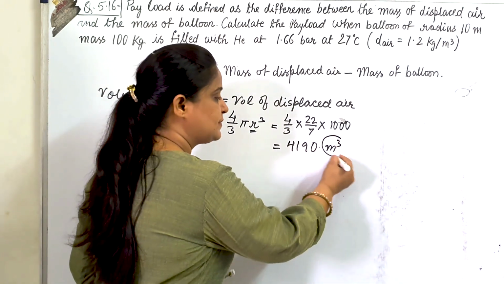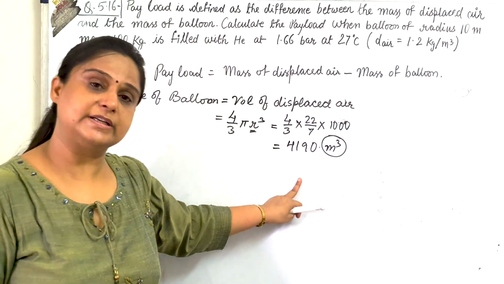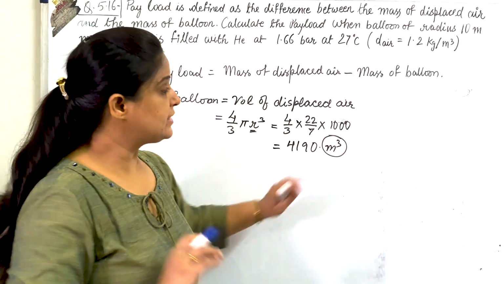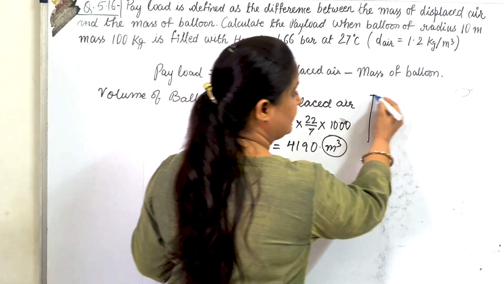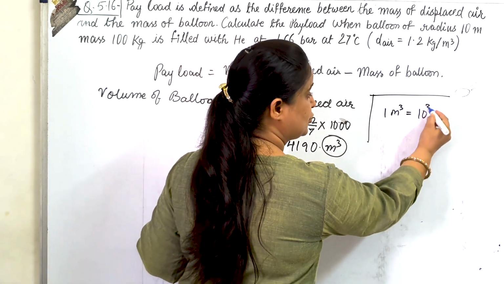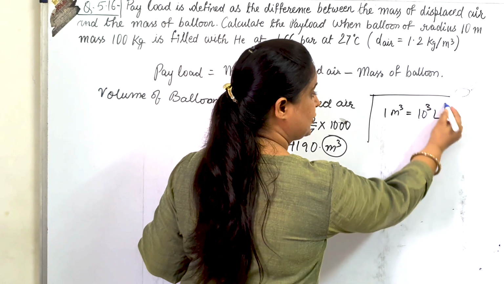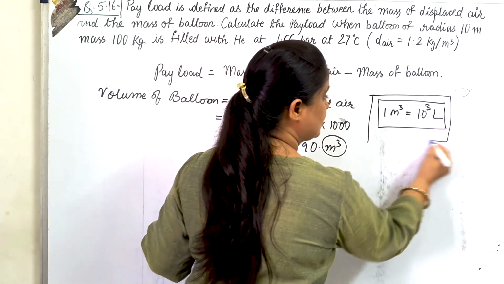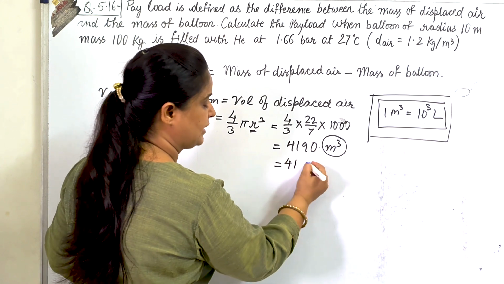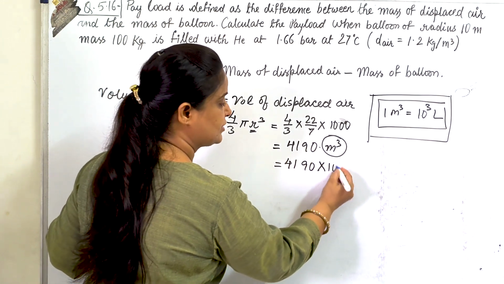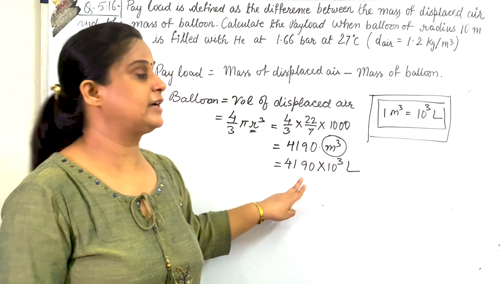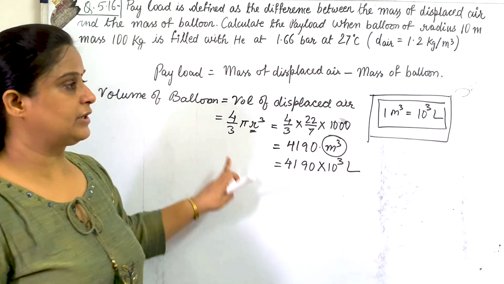But we know that this meter cube has to be converted into liters because we will be applying volume in liters. How will we be converting it? We know that 1 meter cube equals 10 raised to power 3 liter. This we already know from the first chapter. So we apply this here and then the volume becomes 4190 into 10 raised to power 3 liter. So we have calculated the volume of the balloon.